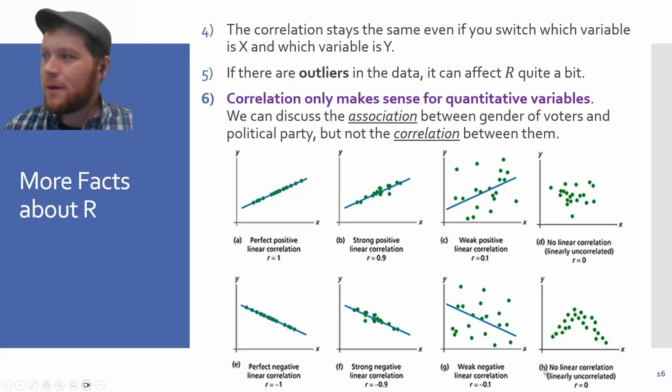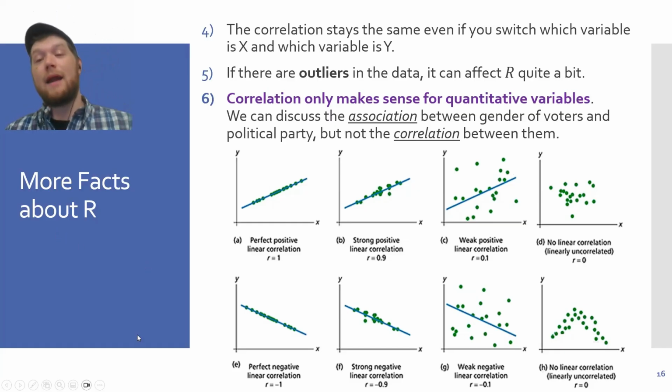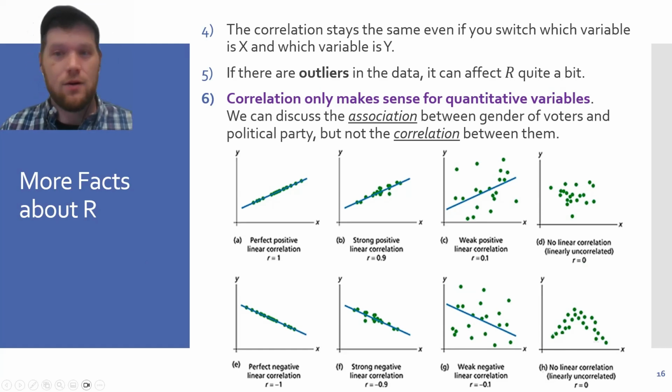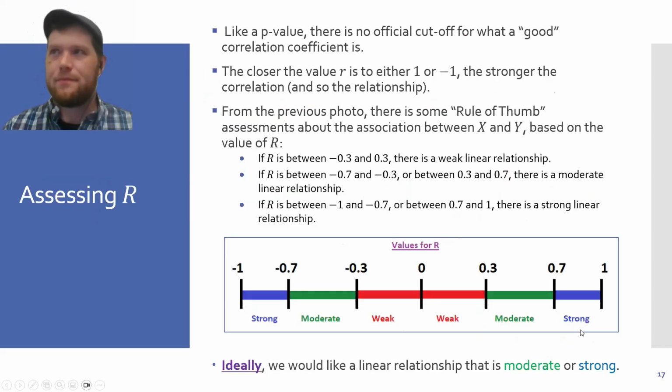But we also have part H, where it says no linear correlation, they're linearly uncorrelated. But this starts to look like a curve. I think this is a curved relationship, and that's something to keep in mind: that I could still get r, this correlation coefficient, being 0, but it doesn't mean there isn't a relationship.